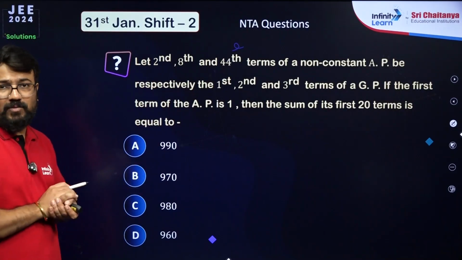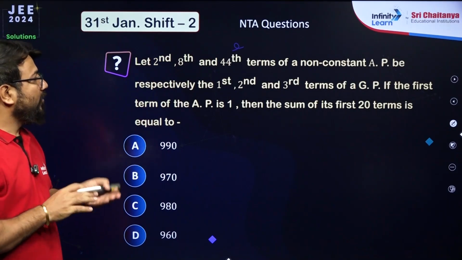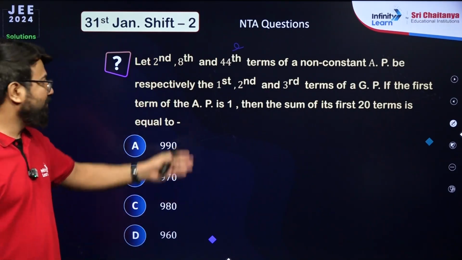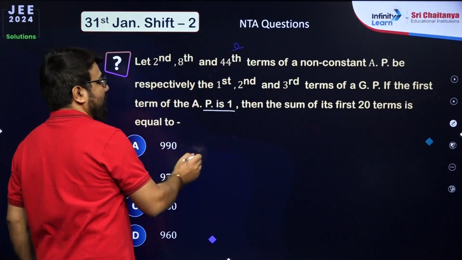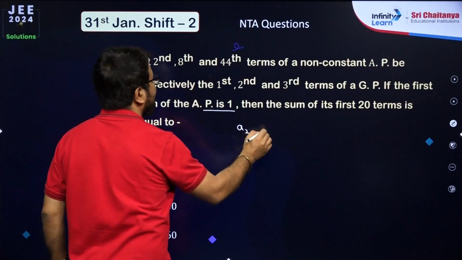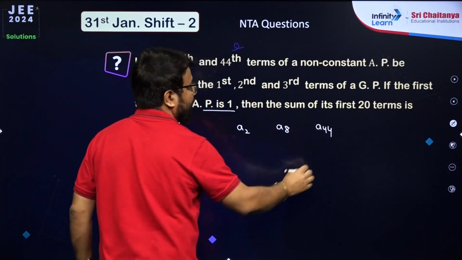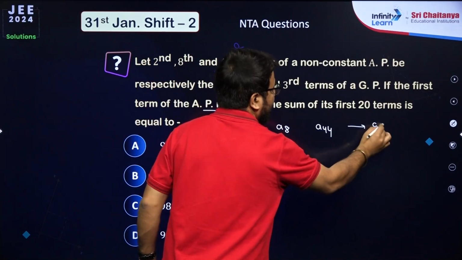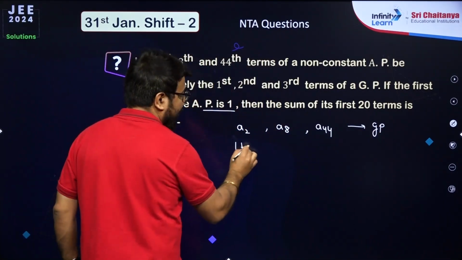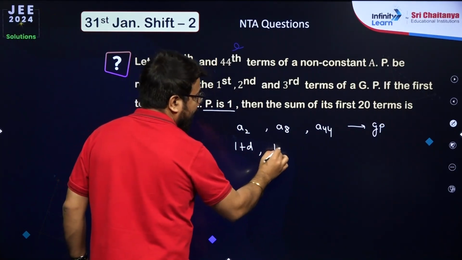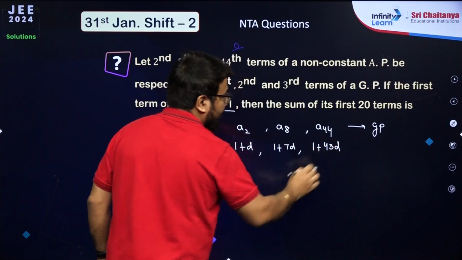Moving forward to the next question. The second term, 8th term, 44th term of a non-constant AP are the first, second, third term of a GP. The AP has the first term 1. So if I try to write the second term, 8th term, 44th term, these are the terms of the arithmetic progression but they are in GP. So it will become 1 plus D, 1 plus 7D, and 1 plus 43D.